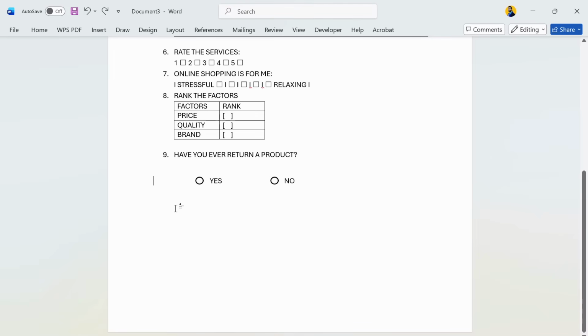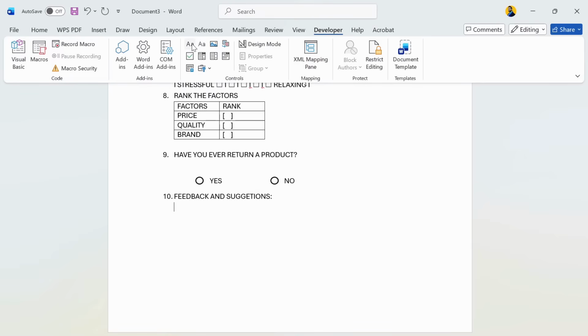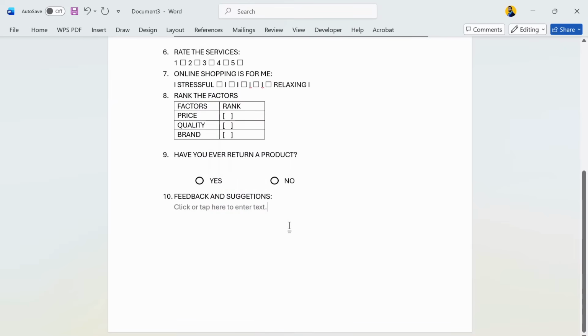Let's say question number 10. In question number 10, we can ask them to give feedback and suggestions. And for this, we can ask them to give a long text. So we can go to developer and here we can select the capital A and small letter, which is a long text message which they can type. So this can be our questionnaire.